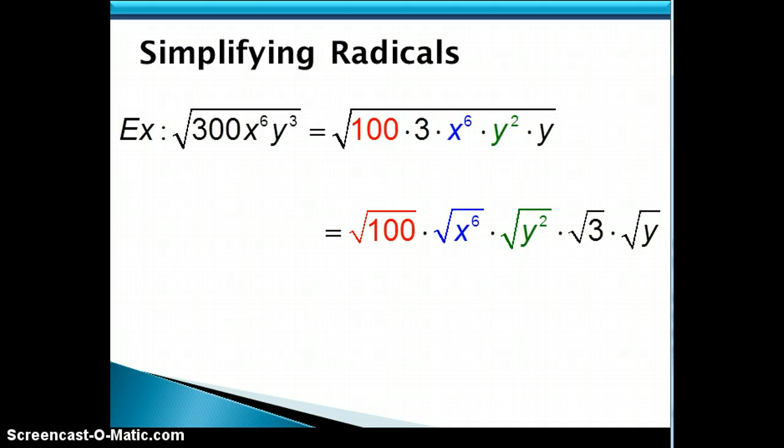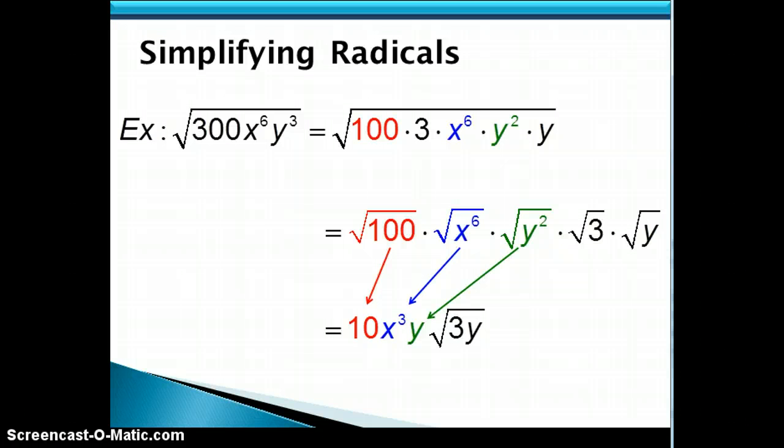Now we need to simplify each of these radicals that can be simplified. So for example, the square root of 100 is equal to 10. The square root of x to the sixth is equal to x cubed, because again we cut the exponent in half. And the square root of y squared is y, also cutting that exponent in half. And then the square root of 3 times the square root of y. Since those are not perfect squares, we use the product rule again to combine them back under a single square root sign of the product of 3 and y. And then that would be our final answer.